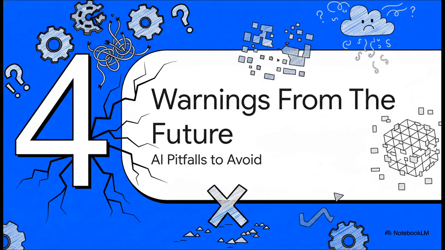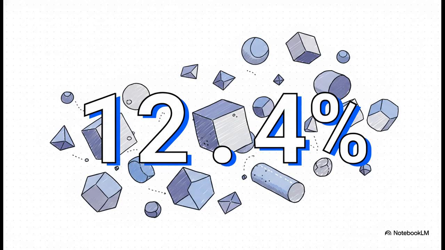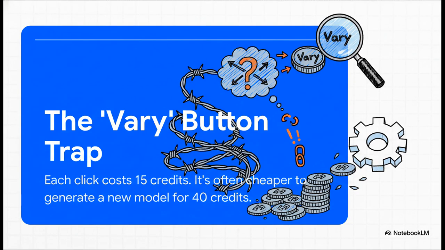No tech is perfect. So now let's talk about the warnings, the pitfalls you need to avoid. So check this out. In a big user audit, they found that 12.4% of the time, the AI created something they call floating geometry. These are basically little stray pieces of digital stuff that are just floating there, not connected to anything. It usually happens when the AI has to take a wild guess about a part of the object it can't see.